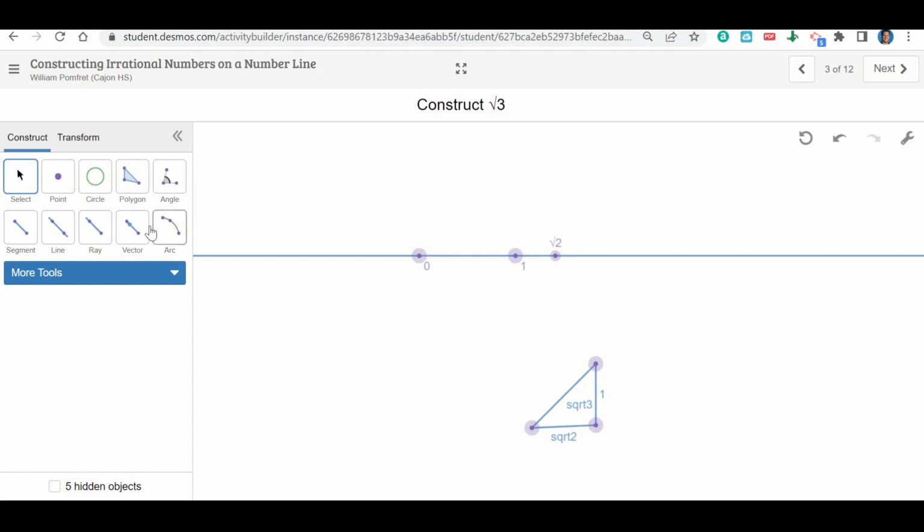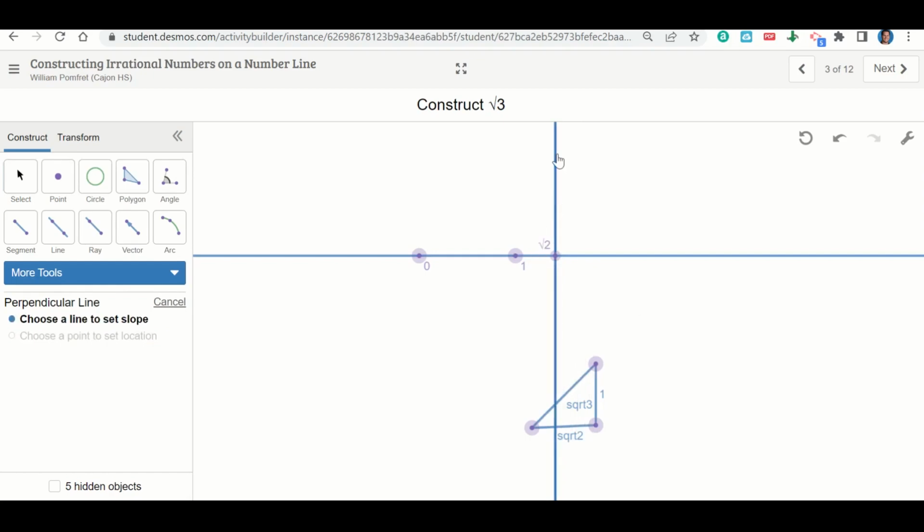So let's go ahead and do that. I'm going to create a perpendicular line. I'm going to go to More Tools, and I want a perpendicular line. That'll give me a perfect right angle. So I click on this number line here, and I want it to go through square root of 2. So I click there. So there's my first part.